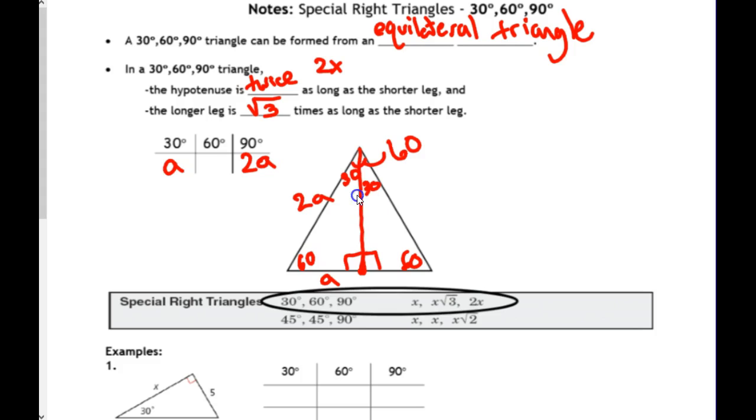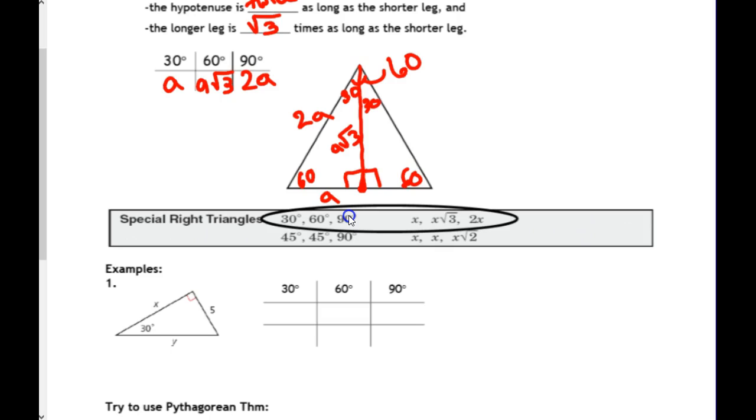And then this side right here is A times the square root of 3. So you're going to write A square root 3. Okay? So this is very similar to yesterday, just different triangle, different rules, same process, same way we're going to try to solve these. Let's look at number 1.